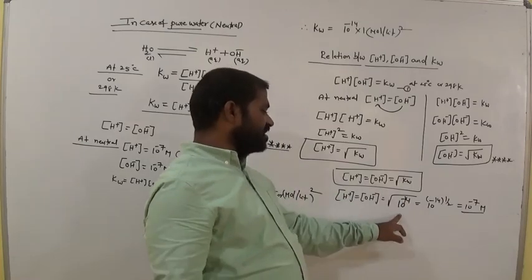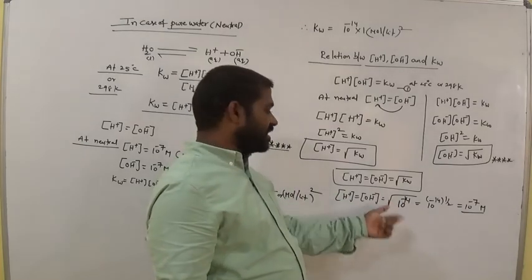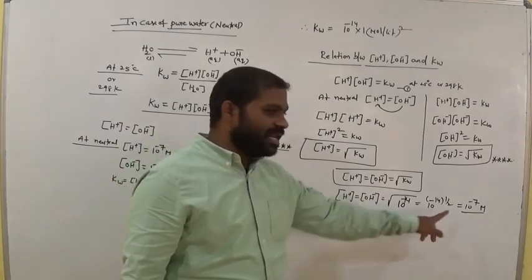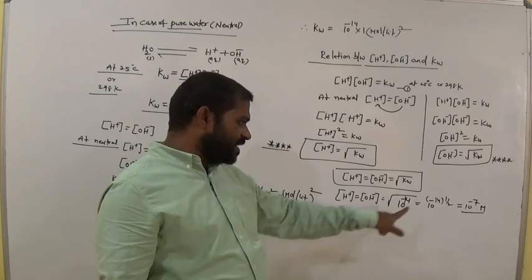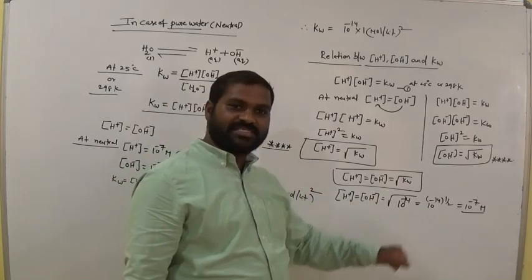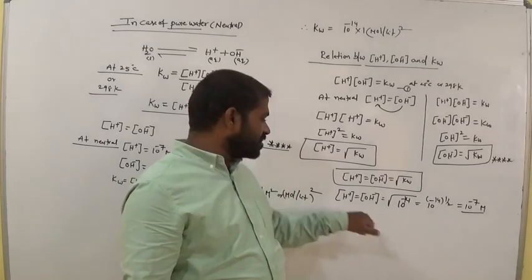So the Kw value is 10 power minus 14. Then the value of H plus and OH minus becomes 10 power minus 7. That means both are equal, or not? So the molar concentration of H plus is how much? 10 power minus 7 molar. The molar concentration of OH minus is also 10 power minus 7 molar. Clear? So now why are both equal?